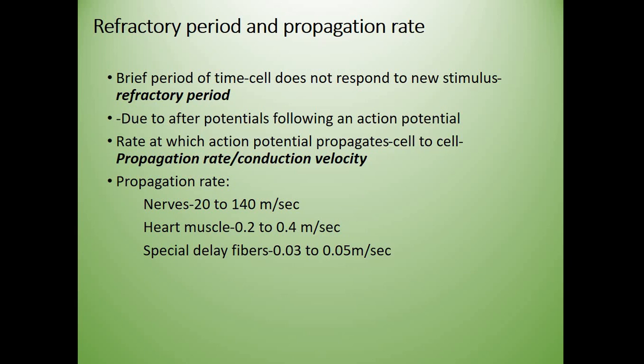One more aspect which has to be understood about the action potential is the rate at which action potentials propagate from cell to cell. This is known as the propagation rate or the conduction velocity. The propagation rate is different for different types of cells. For nerve cells, it is found to be 20 to 140 meters per second, while for certain heart muscle cells it is 0.2 to 0.4 meters per second, but certain other delay fibers in the heart muscles may introduce a conduction velocity at a very slow rate of 0.03 to 0.05 meters per second.